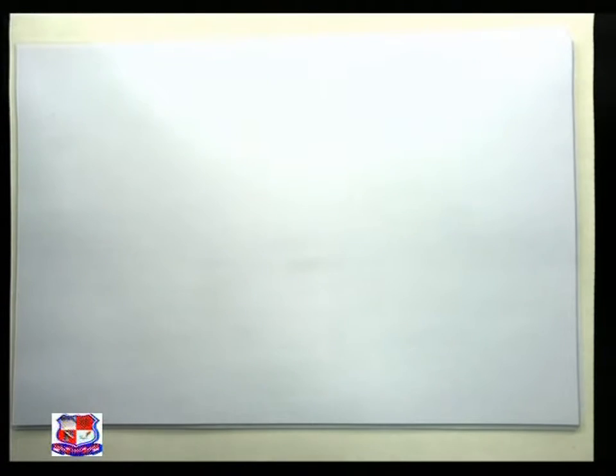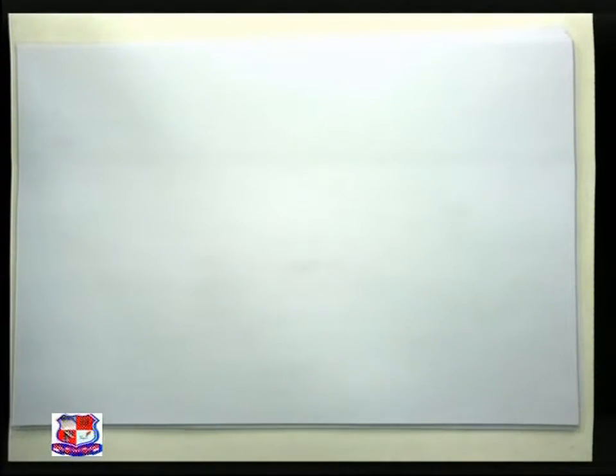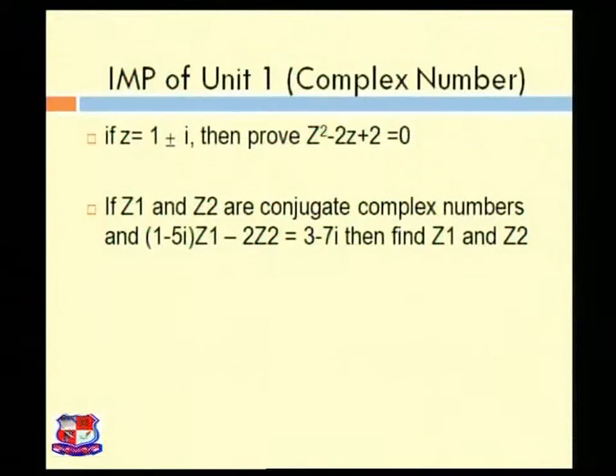Now we move to our next question: if z is equal to 1 plus or minus i, then prove z square minus 2z plus 2 is equal to 0. So here we just replace z with 1 plus i first for our equation, and then replace with 1 minus i in this equation.